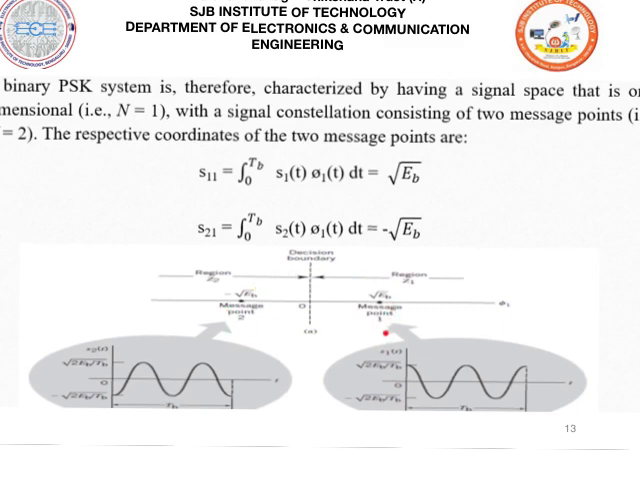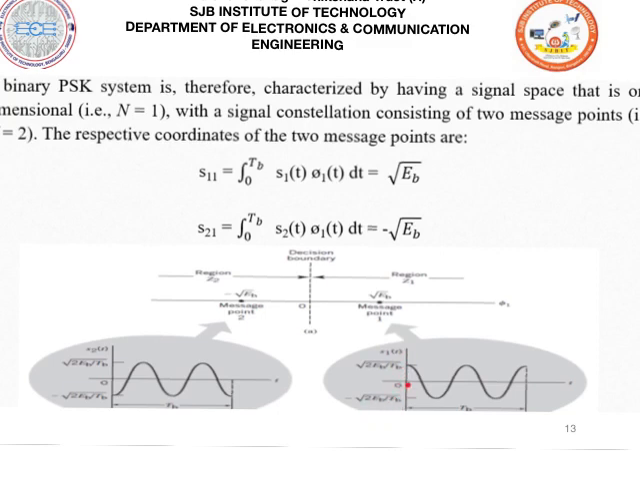The message point 1 has a value of square root of Eb and message point 2 has a value of minus square root of Eb. It means the coordinate value for message point 1 is square root of Eb and the coordinate value for the second message point will be s21, that is minus square root of Eb. Now in this diagram, this is the representation of x1 of t, and this is the representation of x2 of t. The amplitude is ranging between square root of 2Eb by Tb and minus square root of 2Eb by Tb.